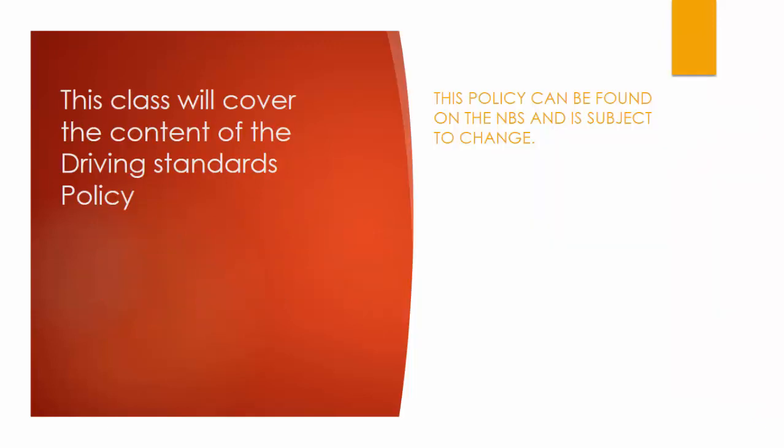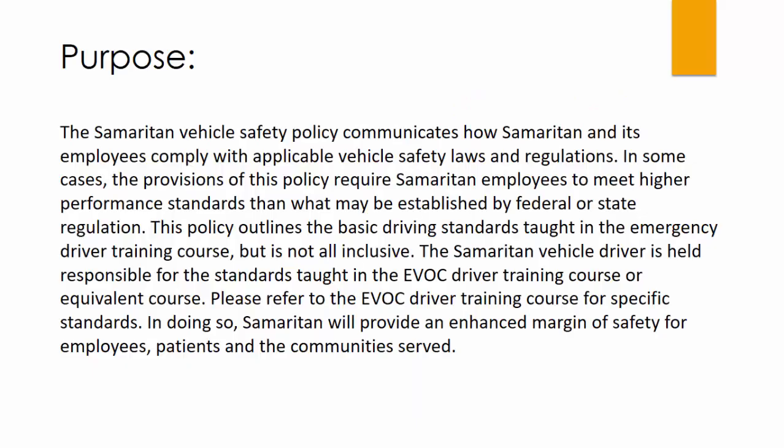This policy can be found on the Ninth Brain System and is subject to change. The Samaritan Vehicle Safety Policy communicates how Samaritan and its employees comply with applicable vehicle safety laws and regulations. In some cases, the provisions of this policy require Samaritan employees to meet higher performance standards than what may be established by federal or state regulation.